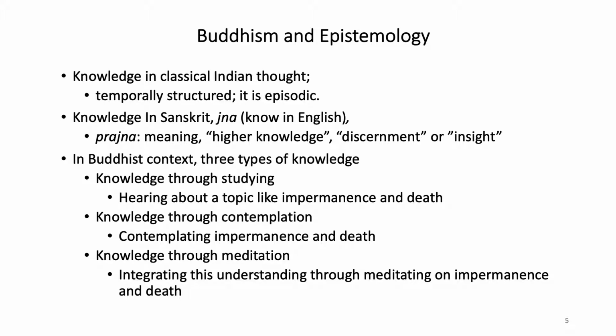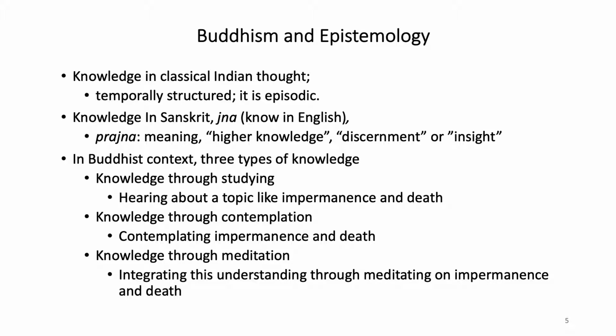Let's think about the notion of knowledge in Buddhism. An important characteristic of knowledge in classical Indian thought is that knowledge is temporally structured. It is episodic. A Sanskrit root that can mean knowledge is jnana, which is cognate with the English term know. Deriving from jnana is prajna, meaning higher knowledge, discernment, or insight. So, jnana has a broad semantic range.